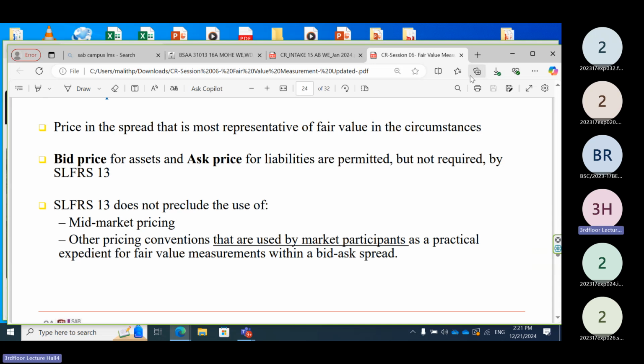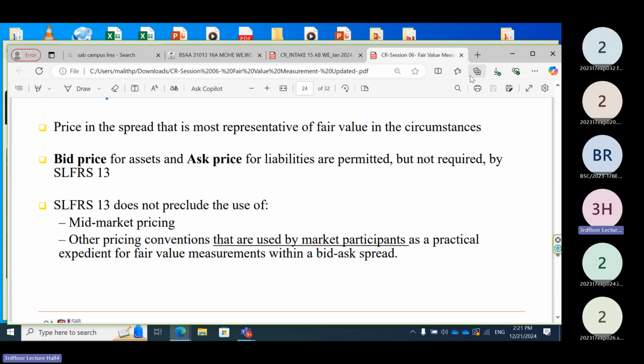So what is the price you have to use? Whatever the liability, you have to use ask price. Whatever the asset, you have to use bid price. What do you mean by that? You have an asset, you want to sell it. So then what price you have to use? You have to use bid price, because you have to use the selling price. You have an asset, you are going to sell it, right? And then ask price.